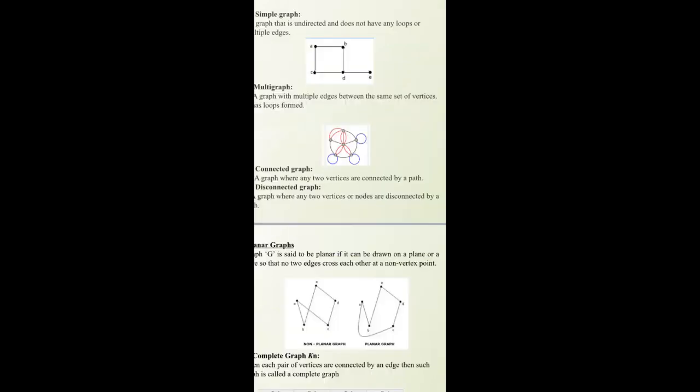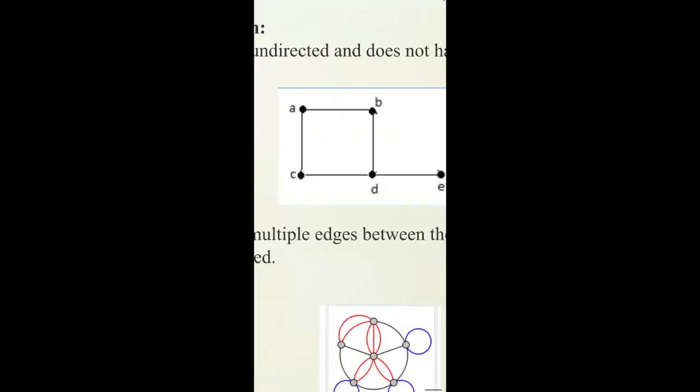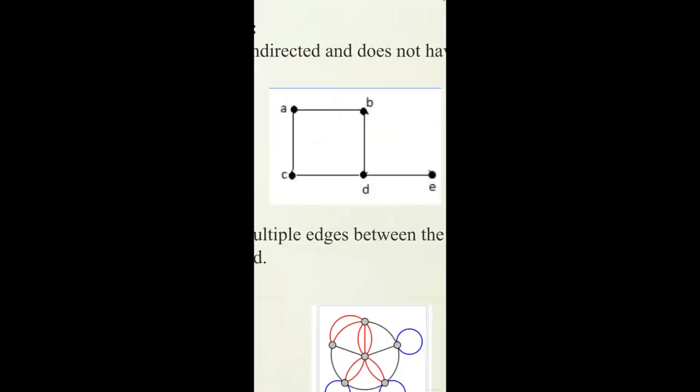Next is the example of a multigraph, a graph with multiple edges between the same set of vertices. It has loops formed. This is a graph where multiple edges and loops are formed. And this is a simple graph, where there are no multiple edges and no loops.